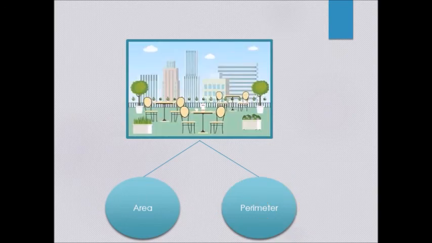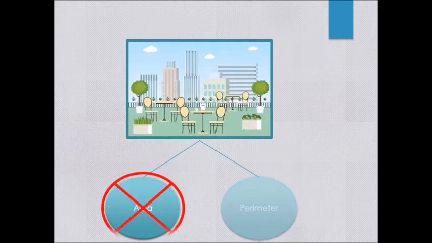A restaurant has a rectangular garden. They want to use fencing to enclose the garden. Which measurement do they need to take? It's the perimeter.